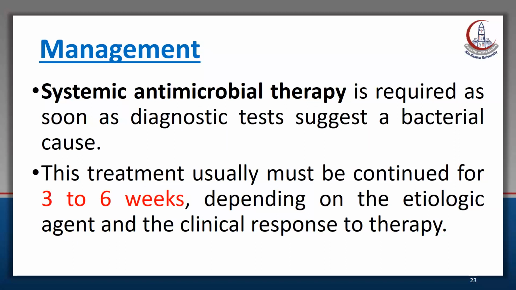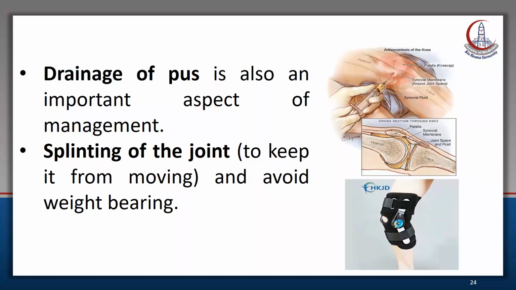The management of a case of septic arthritis: vigorous systemic antimicrobial therapy, usually bactericidal, is required as soon as a diagnostic test suggests a bacterial cause or bacterial infection. This treatment usually must be continued for at least 3 to 6 weeks, depending on the etiologic agent and the clinical response to the therapy. Drainage of pus is also an important aspect of management.